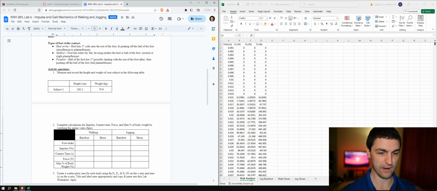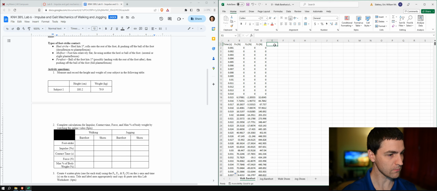Then you'll have 4 tabs. It'll have walking barefoot, walk with shoes, jog with shoes, and jog barefoot. And you'll just need to do this 4 times. It'll be pretty quick though. Luckily, there's not too many calculations here. We'll just need to make sure we have the weight. We don't really need the height. We just collect it because that's usually what we collect: height and weight. Also age, that sort of stuff.